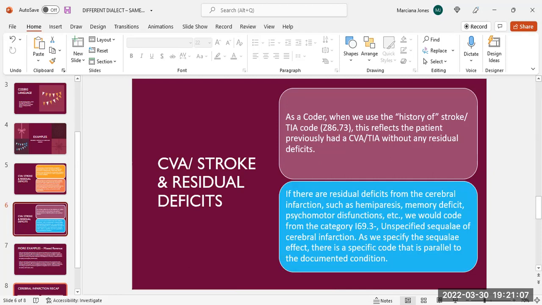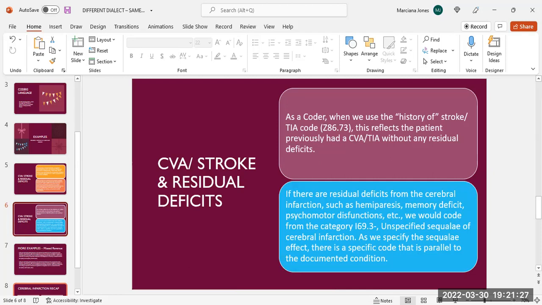However, if a patient has had a stroke and there's absolutely nothing wrong with them, then you're going to use Z86.73, history of a stroke, which is saying this patient has a history of it, but it's no longer being treated. We can't even tell it's still there, so it is a true history.